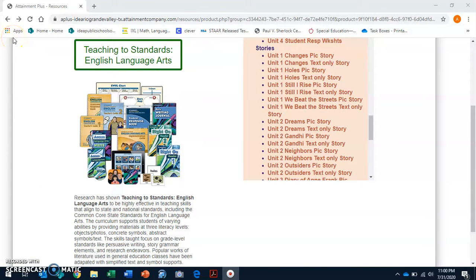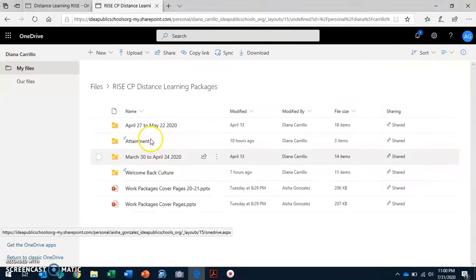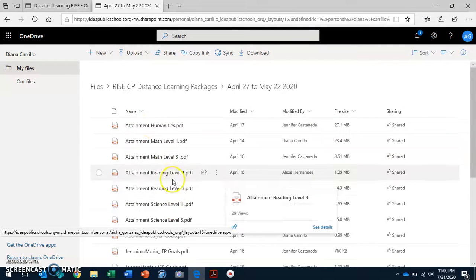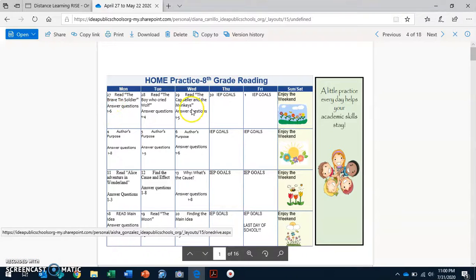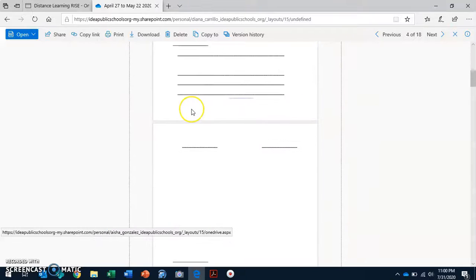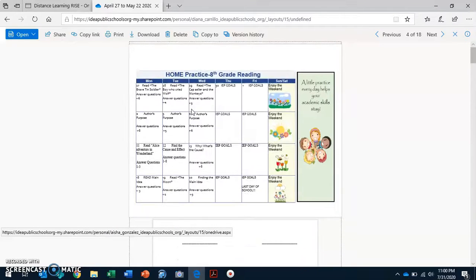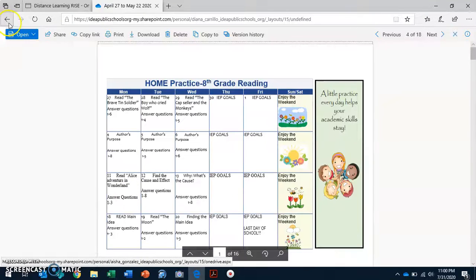However, Jonathan, you're doing reading high, and as I was seeing over here in the file for reading high, they did something different. They chose stories, and that's what their worksheet was. Why is this not loading? Let me see if it works again.